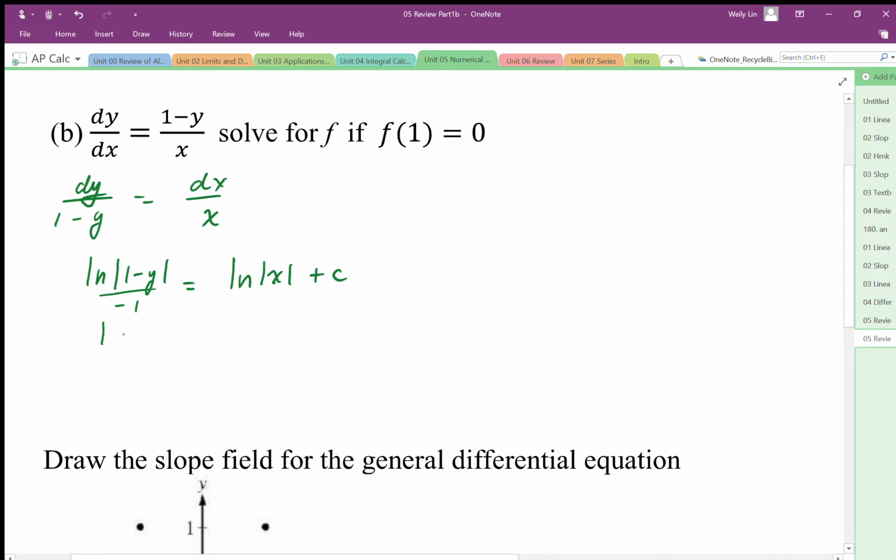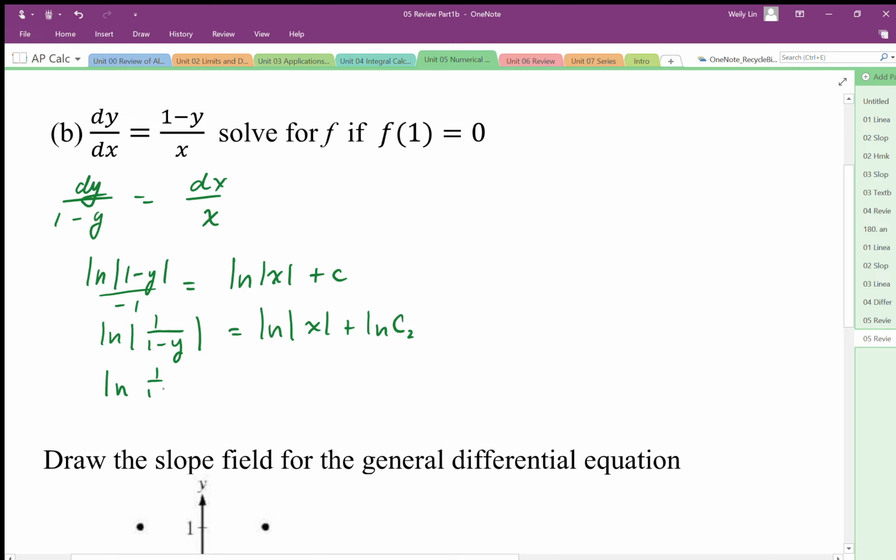Okay, so solving this, I'm going to put that negative into here, so I'm going to end up with log 1 over 1 minus y. That's going to be a reciprocal power. And here I'm going to write this as log x plus log c. And I'll call that C2, so this constant is going to be represented by log C2.